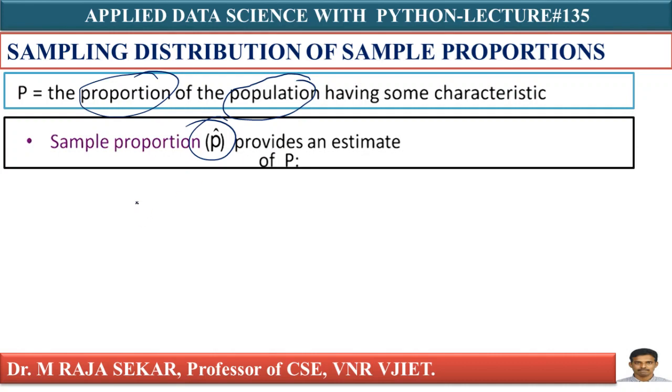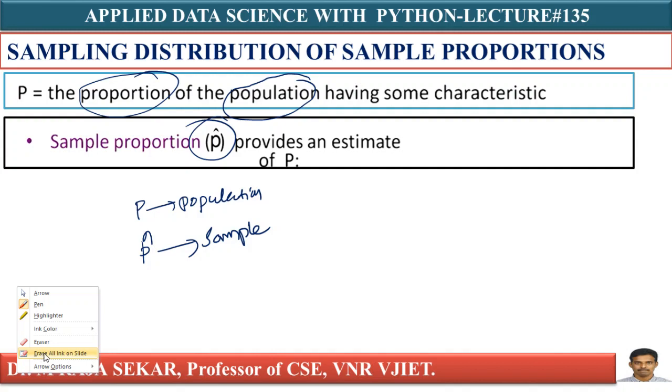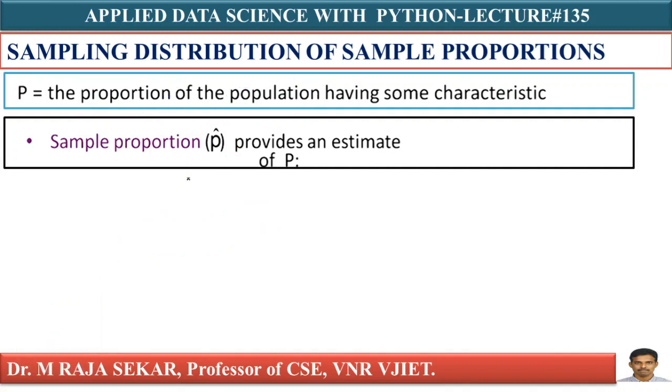Here you must understand these two notations. We have two parameters here. Capital P is related to the population proportion, and small p hat is related to the sample proportion. Both are proportions. Capital P is related to the population proportion, whereas small p hat represents the sample proportion.